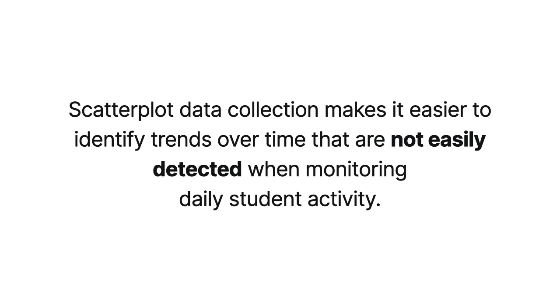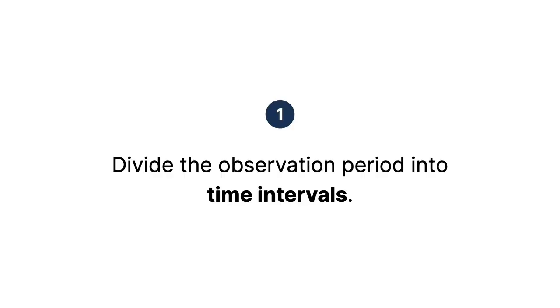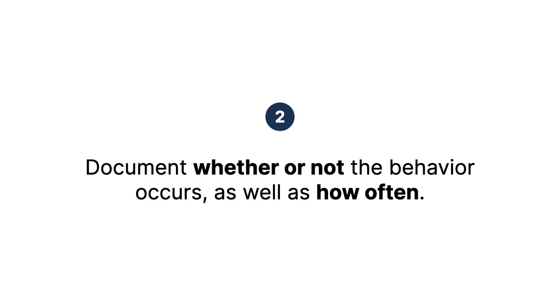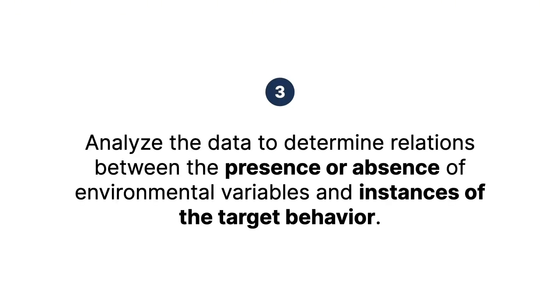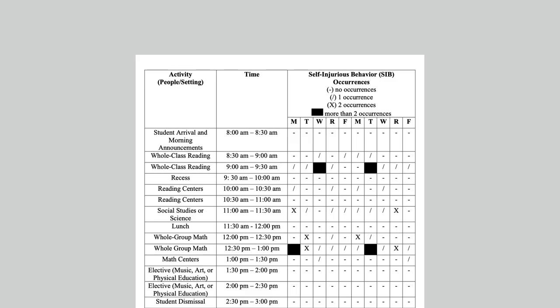There are 3 components involved in scatterplot data collection. First, similar to interval recording and momentary time sampling data collection procedures, we divide the observation period into time intervals. Second, we document whether or not the behavior occurs, as well as how often the behavior occurs during each time interval. Third, we analyze the data to determine the relations between the presence or absence of environmental variables and instances of the target behavior. An example of the weekly scatterplot data collection form completed by Tony's teachers is included as an example of what this data collection procedure may look like in the school setting.